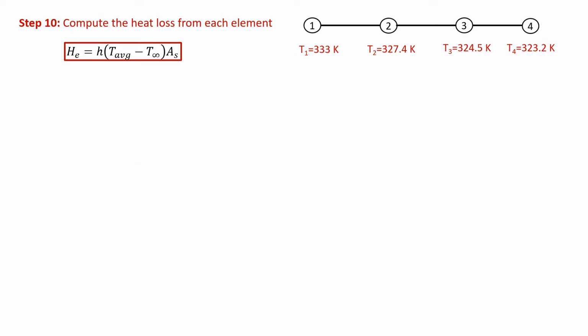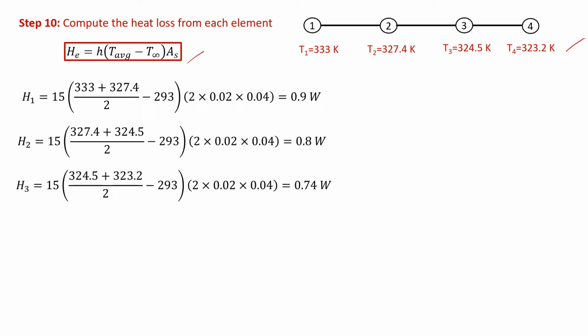Next, let's compute the heat loss from each element. As we have determined the unknown nodal temperatures in the previous slide, we will use this information to obtain the heat loss from each element by using this equation. So in this case, the h value is constant, which is 15 for all elements, and the T average for element 1 is taken from element 1, as element 1 is between T1 and T2.